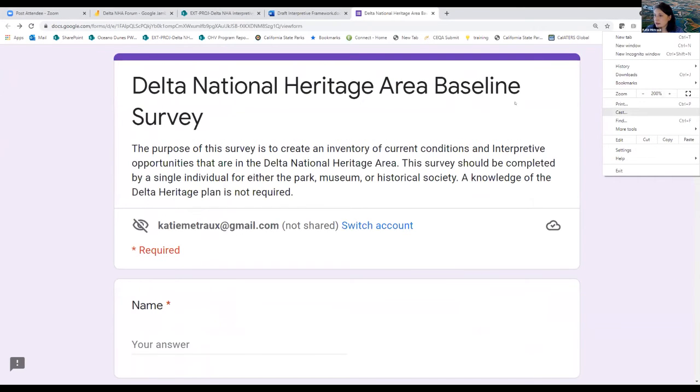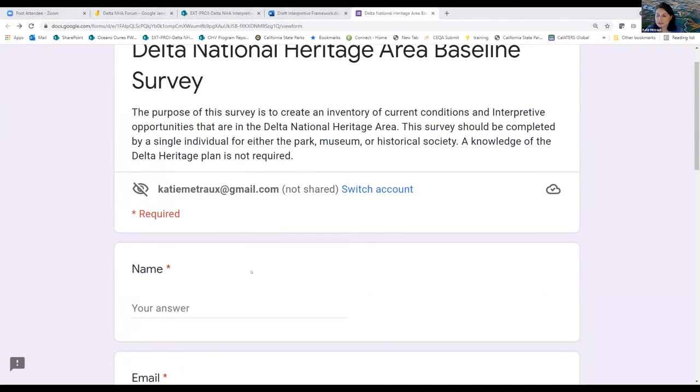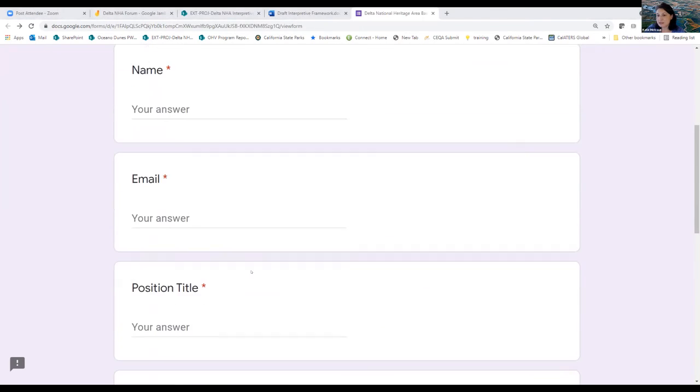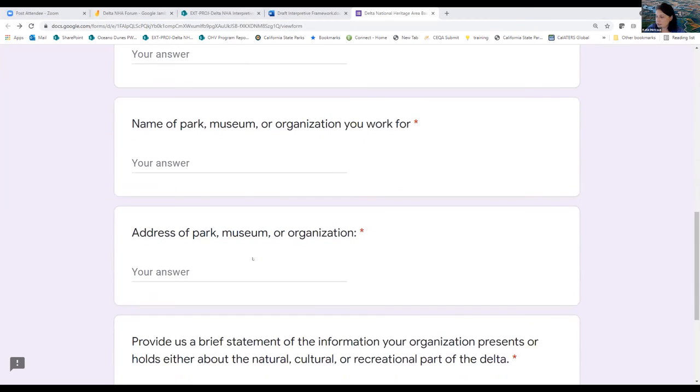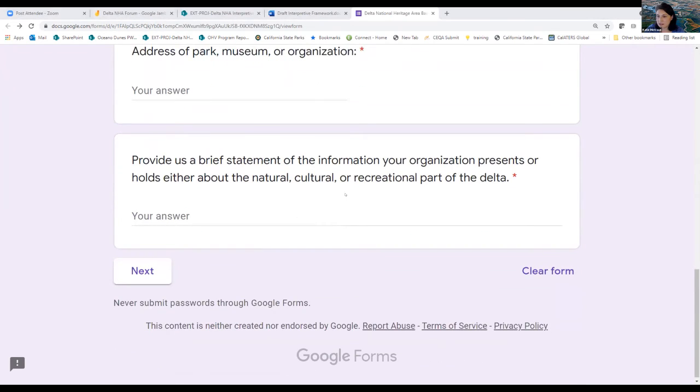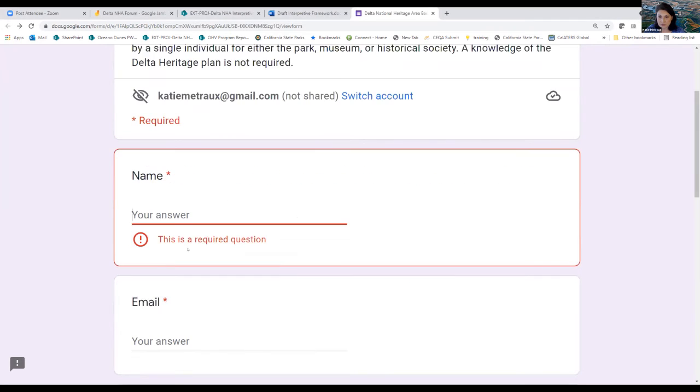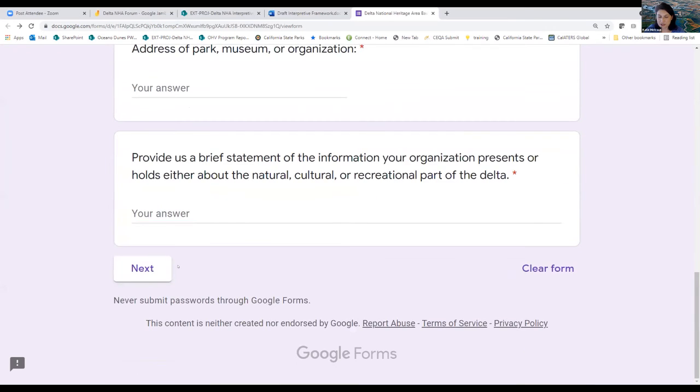So if you're an interpretive provider, even if you do informal talks at a historical society or a library, for example, we'd like you to take the survey, so we get a baseline of what's out there, what's existing. So we have your email, position title, organization, address, and the types of information that your organization presents. And then if you have more, it will take you to the other survey, which is more site specific and goes into a little more detail.